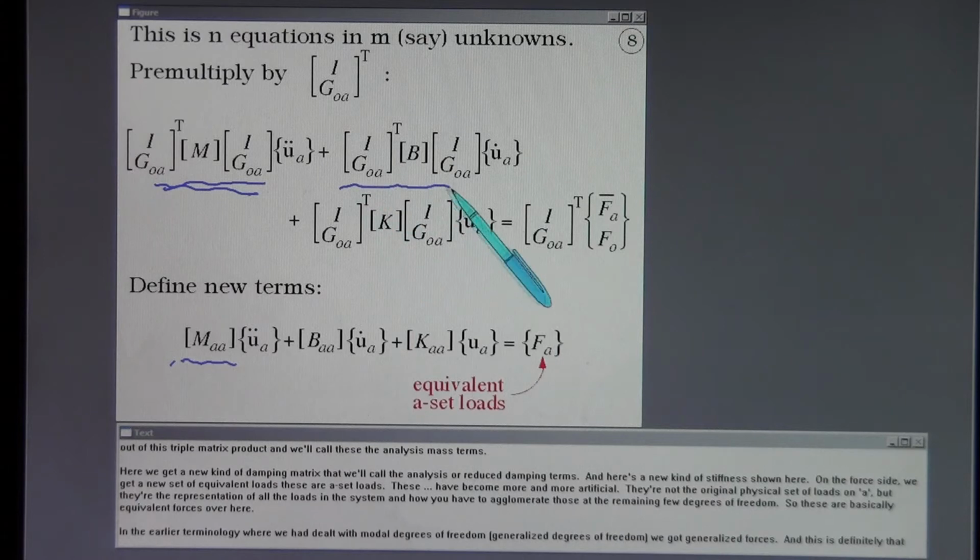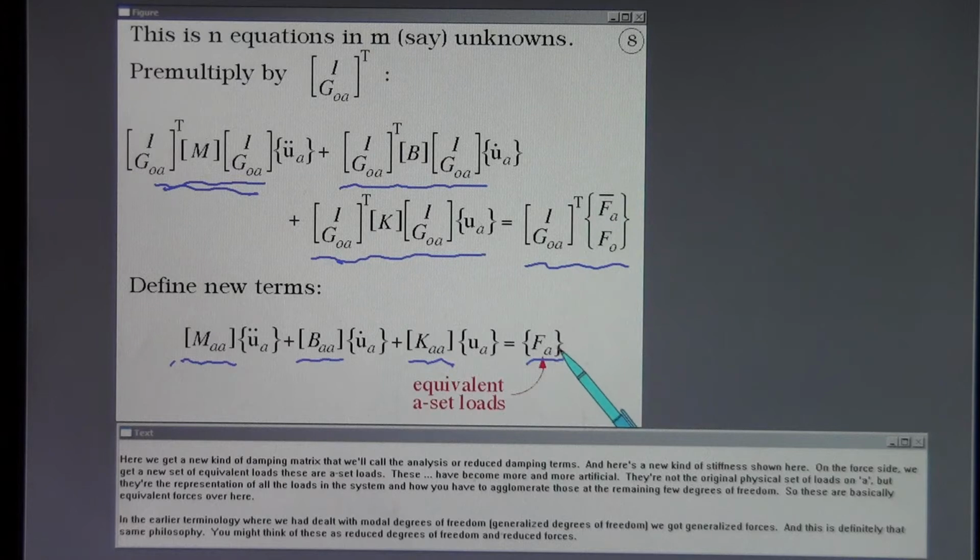Here we get a new kind of damping matrix that we'll call the analysis or reduced damping terms. And here's a new kind of stiffness shown here. On the force side, we get a new set of equivalent loads. These are A set loads. These have become more and more artificial. They're not the original physical set of loads on A, but they're the representation of all the loads in the system and how you have to agglomerate those at the remaining few degrees of freedom. So these are basically equivalent forces over here.